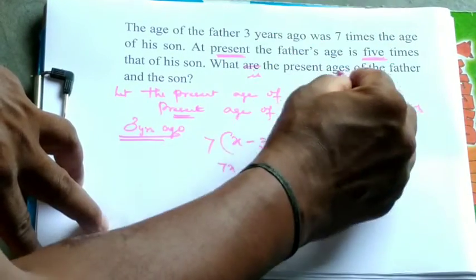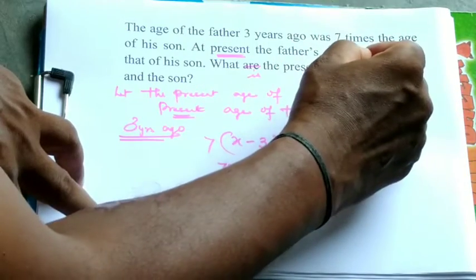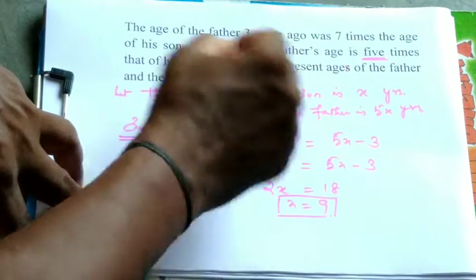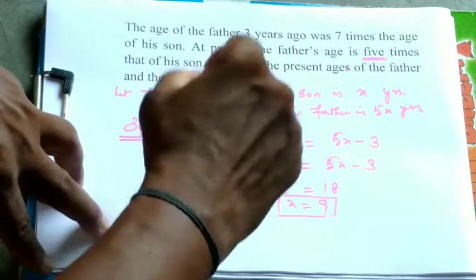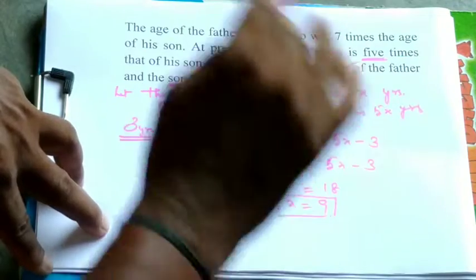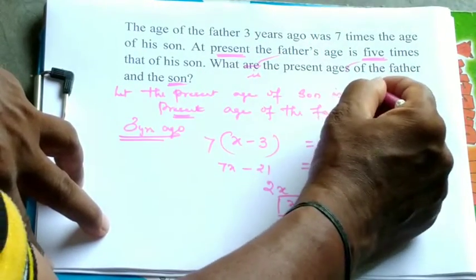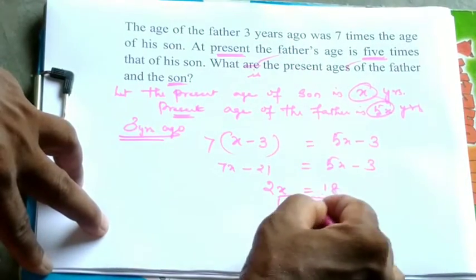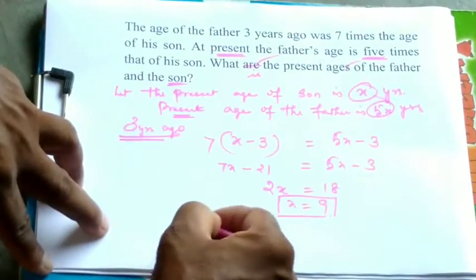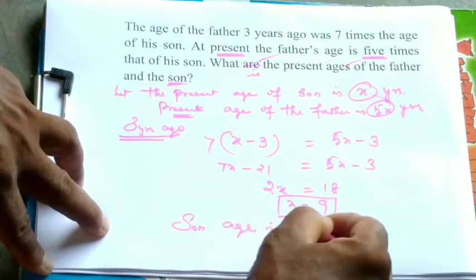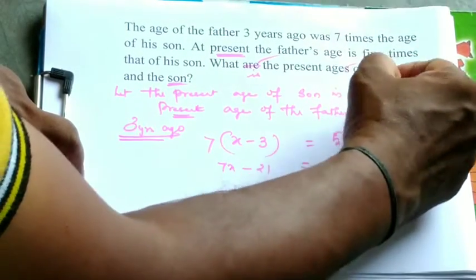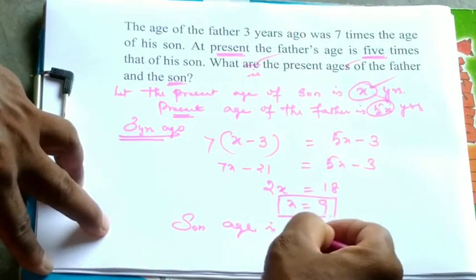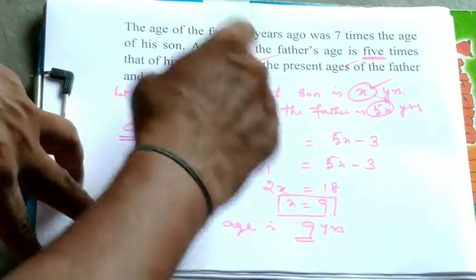So now the question is: what are the present ages of the father and the son? Both we are going to find, that's the reason they gave this. Initially we said the son's age is x and the present age of the father is 5x. Here we got x equal to 9. From this we can say the son's age is 9 years, because we assumed x as the son's age. So the son's age becomes 9 years.